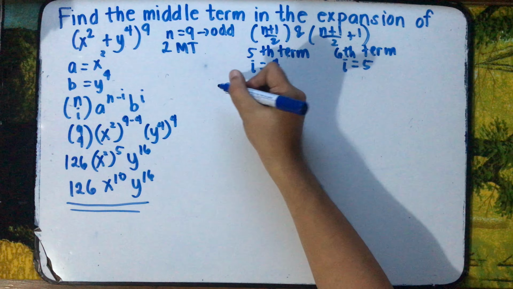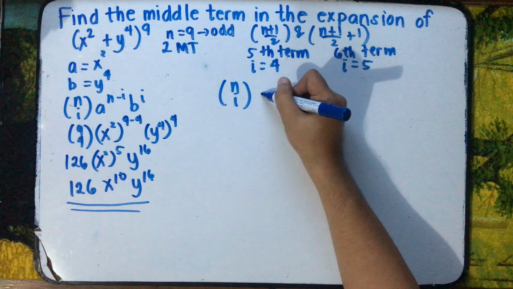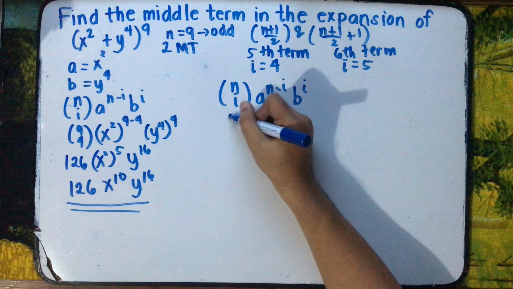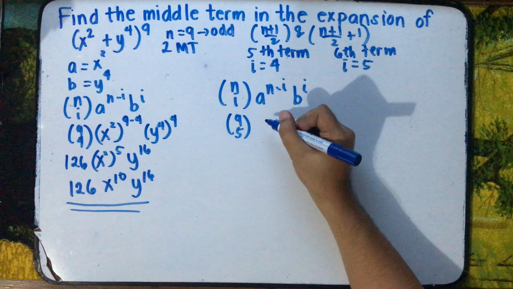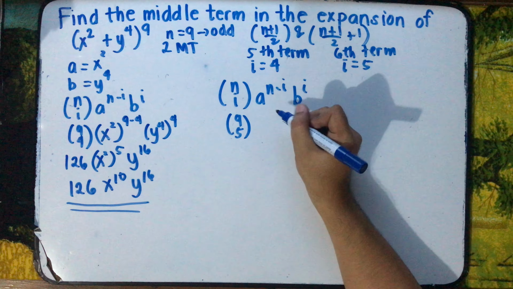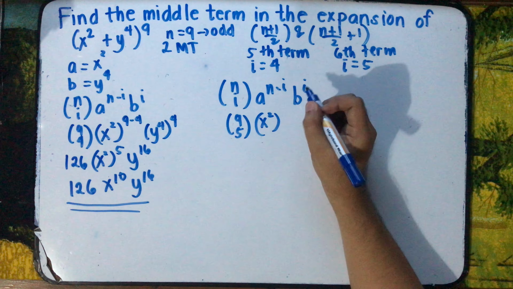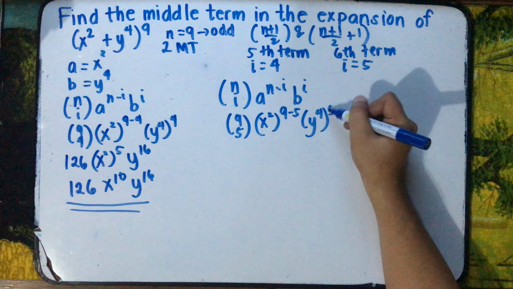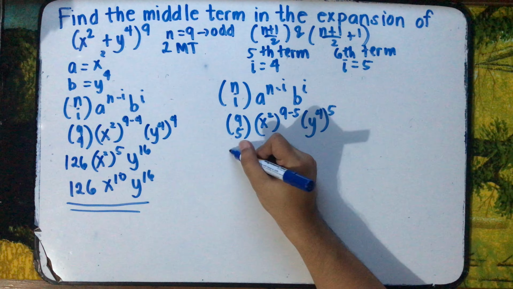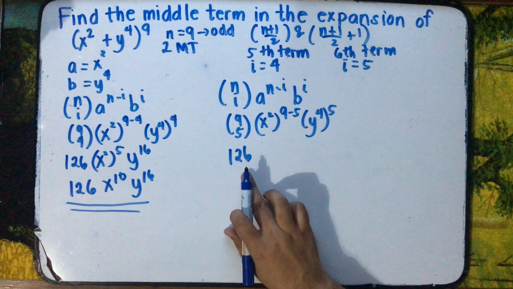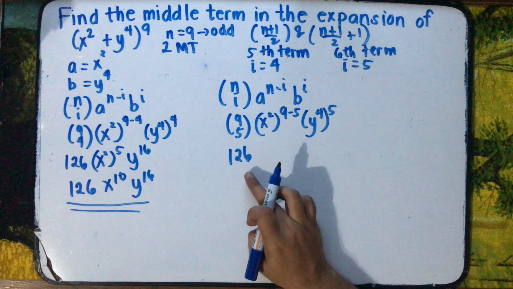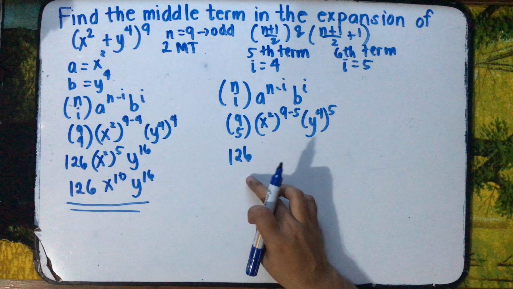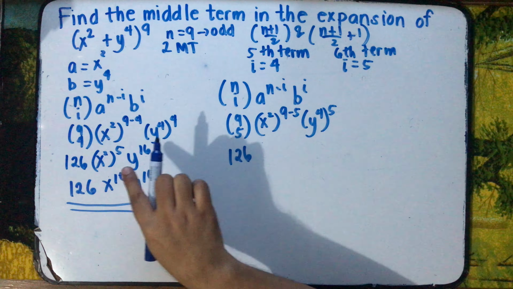And for the second middle term, we could say that this becomes n combination I times A raised to n minus I, B raised to I, where I now is equal to 5. And this becomes 9 combination 5. And then A is x squared raised to n minus I, which is 9 minus 5. B is y raised to 4 raised to 5. 9 combination 5 is also 126. Why 126? Because the Pascal triangle is symmetrical. Therefore, always remember that if we are getting the middle term and there will be two middle terms, their coefficients for the combination would be the same.